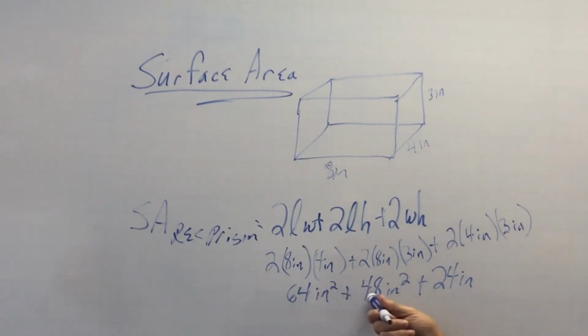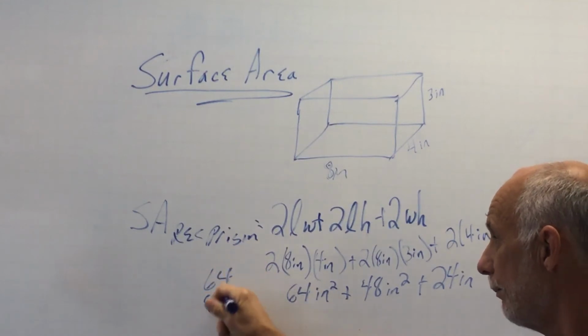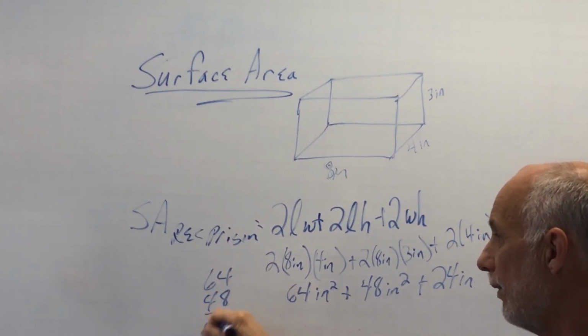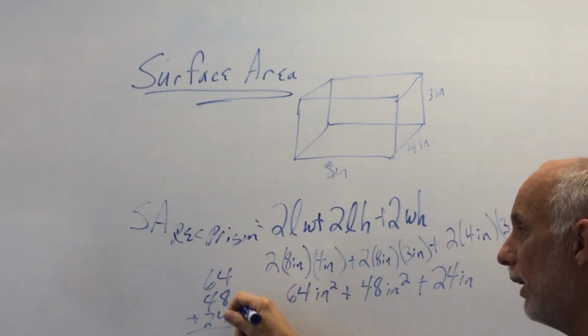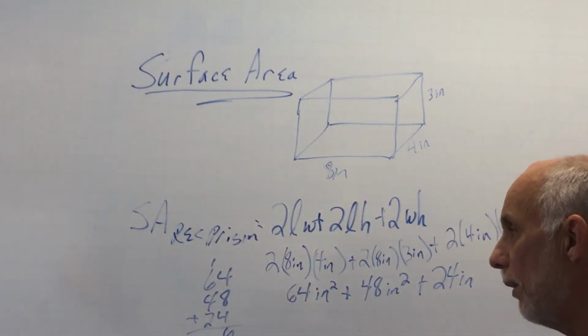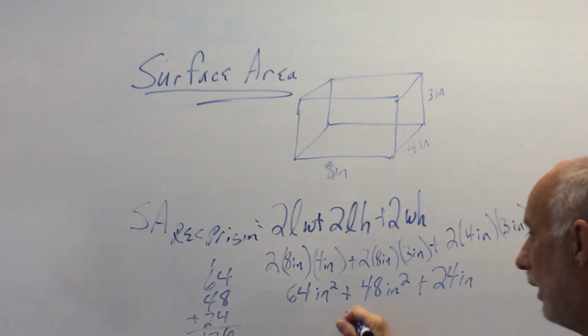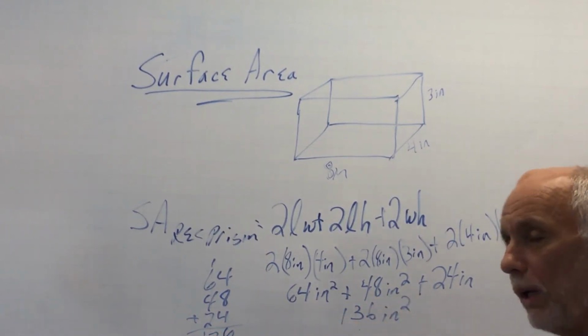And then you have to add these. I can't do that in my head. I could, but it's most probably a lot faster and safer to do it by writing it out. 4 plus 8 is 12, plus 4 is 16, carry your 1. 1 plus 6 is 7, plus 4 is 11, plus 2 is 13. So my answer is 136 inches squared.